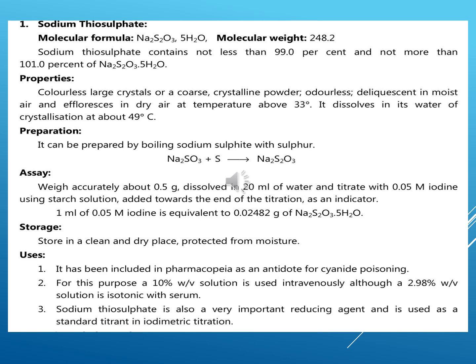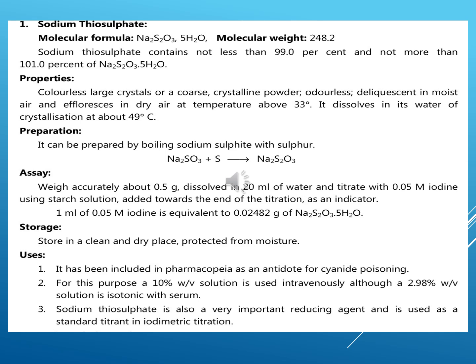Preparation: it can be prepared by boiling sodium sulfite with sulfur. Here is the reaction: sodium sulfite plus sulfur gives sodium thiosulfate, that is Na2S2O3. Assay: weigh accurately about 0.5 gram, dissolve in 20 ml of water and titrate with 0.05 molar iodine, using starch solution added towards the end of the titration as an indicator. Here is the factor: 1 ml of 0.05 molar iodine is equivalent to 0.02482 gram of sodium thiosulfate. Storage: store in a clean and dry place protected from moisture.